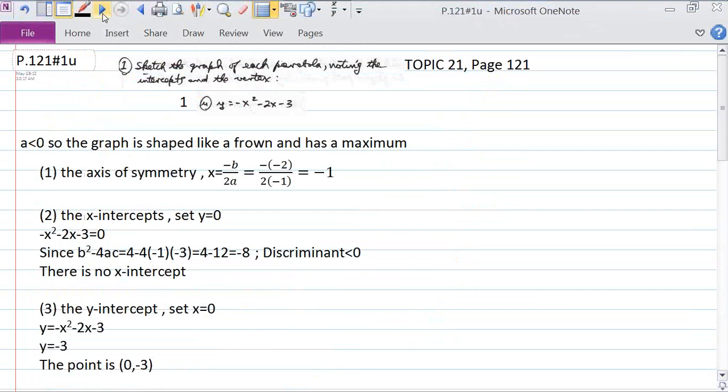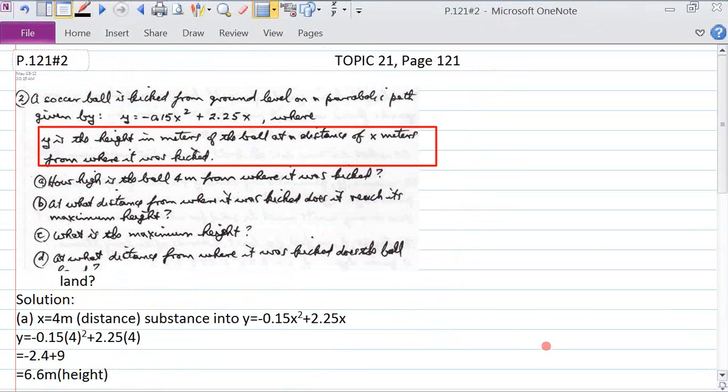Okay, so let's do the last problem that we're going to do here. Problem number 2 on page 121. A soccer ball is kicked from ground level on a parabolic path. So we know it's curved. Given by the equation y = minus 0.15x squared plus 2.25x, where y is the height in meters. So this will be the height. And x is the distance from where the ball was kicked.